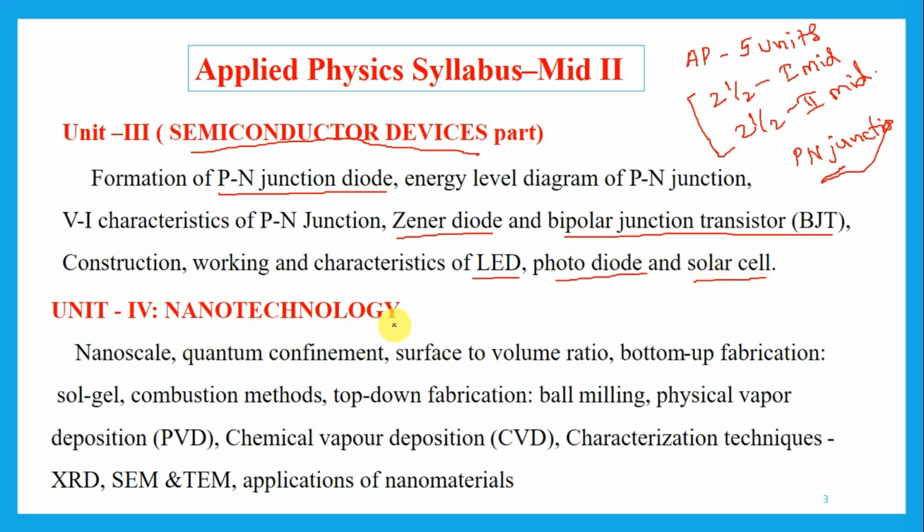Next unit is nanotechnology. In this nanotechnology we have nanoscale, quantum confinement, surface to volume ratio, bottom up fabrication and top down fabrication. In bottom up we have the sol gel process and combustion method. For top down fabrication we have ball milling, physical vapor deposition, and chemical vapor deposition. Then finally we have the characterization techniques: XRD, X-ray diffraction technique, scanning electron microscopy, and transmission electron microscopy.